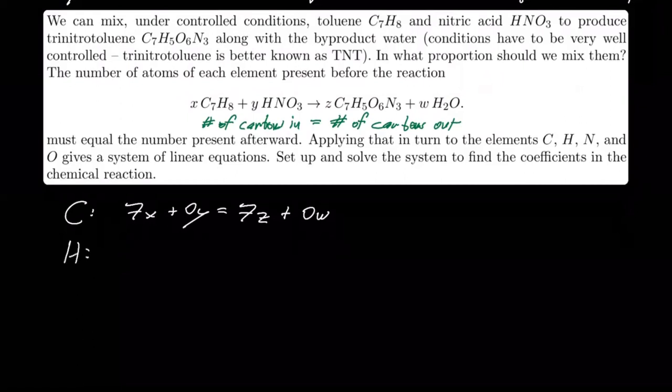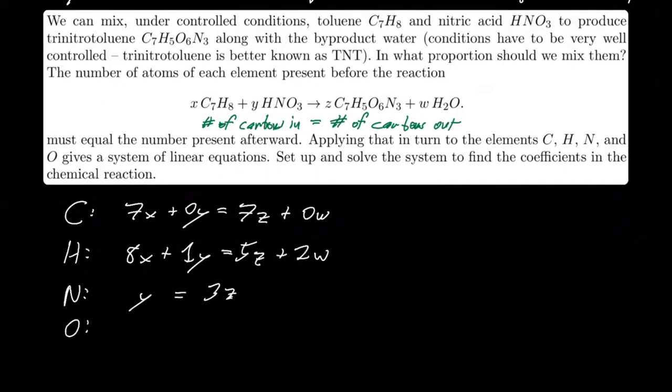So if we go about that, I'm just going to put notes here for hydrogen, nitrogen, and oxygen. This is going to be more complicated because hydrogen's everywhere. We get 8X from the first molecule, really just 1Y, right? There's just one hydrogen that goes in, and then 5Z plus 2W, right? And then similarly for nitrogen, I'll be a little quicker about this. I think we just get Y there, and then we get 3Z there. And then for oxygen, I get 3Y going in, and that's got to equal 6Z plus 1W going out, right?